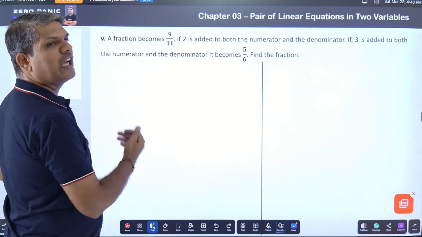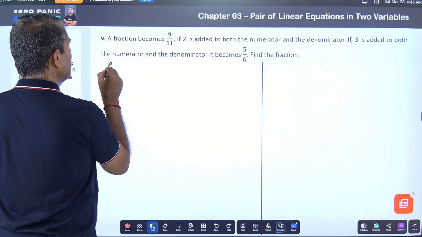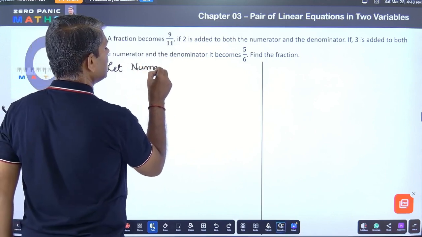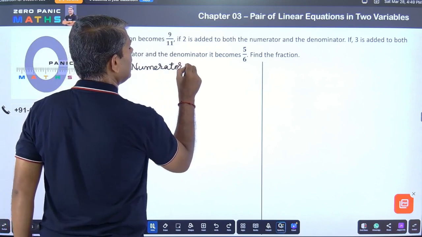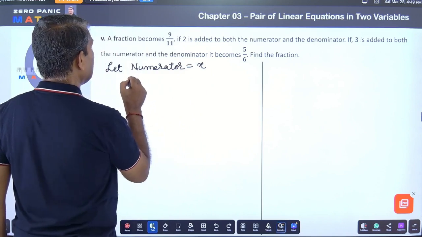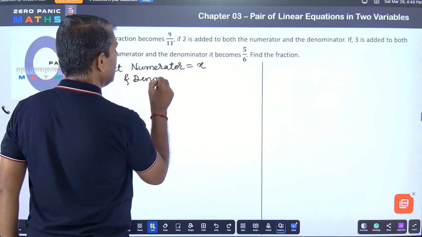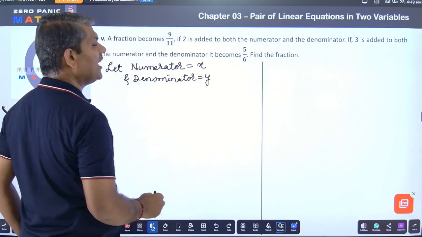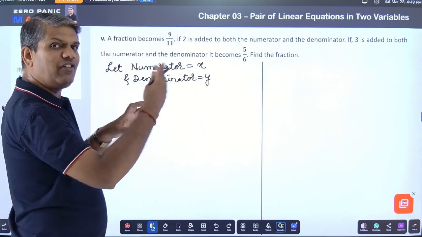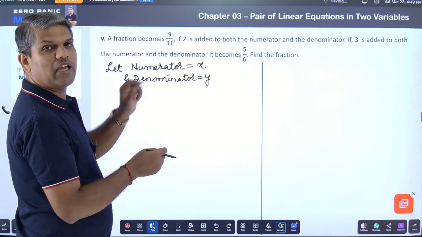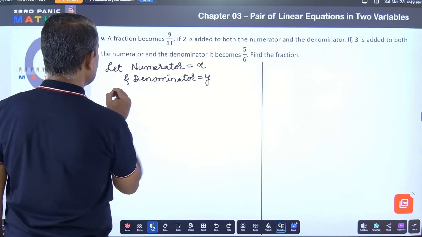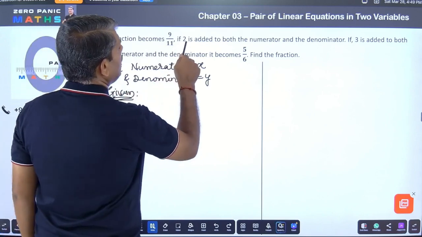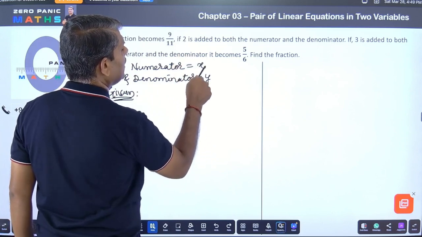Let us represent the numerator. Let numerator be x, numerator is equal to x, and denominator be y, denominator is equal to y, so that the fraction is x by y. Finally we need to represent the fraction as x by y only. So what is given? Given is, 2 is added to both numerator and denominator.